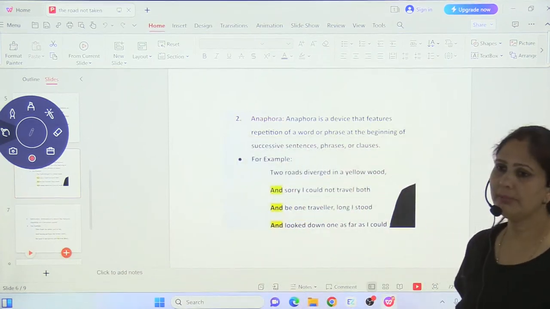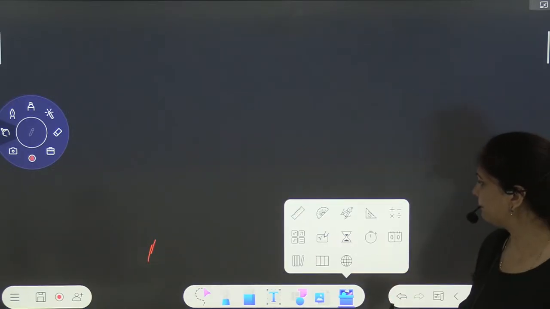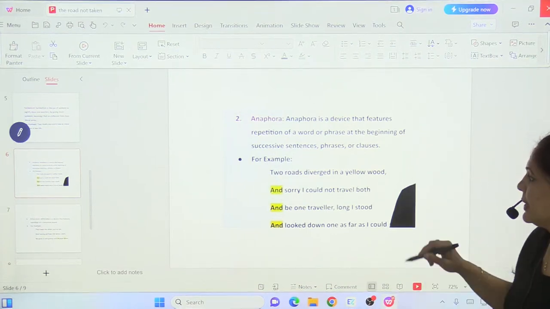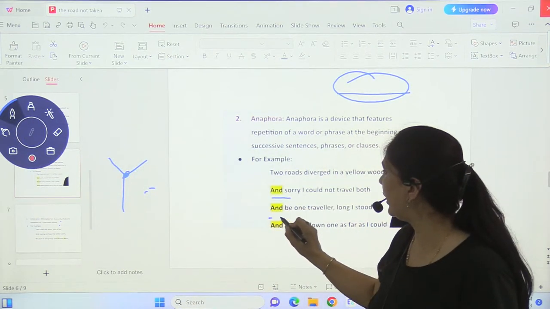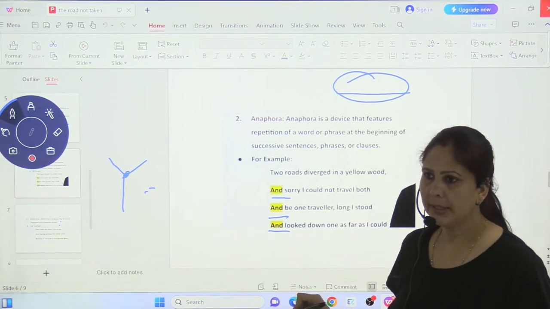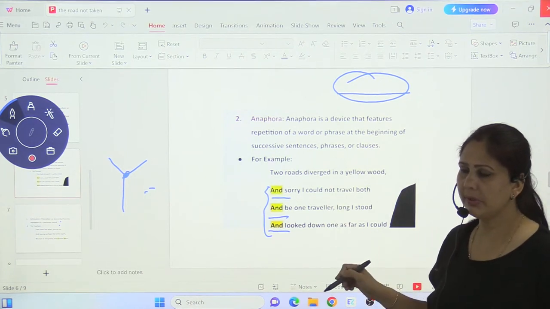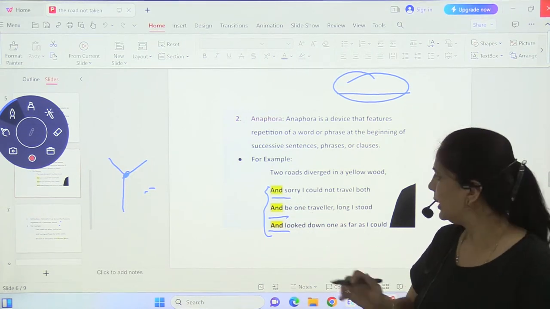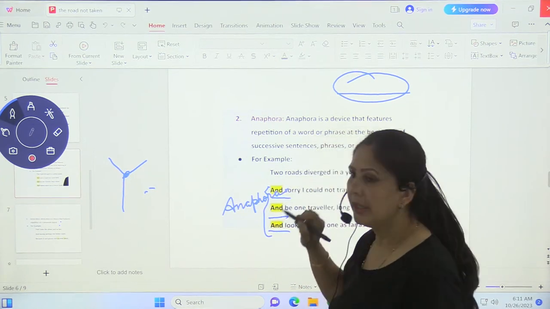Now, anaphora. Have you heard about this literary device before? Never heard? Okay, let me tell you. Anaphora is when a word is repeated in consecutive lines, at the first place. Always at the first place, and consecutive lines means one after another. It is called anaphora, A-N-A-P-H-O-R-A.